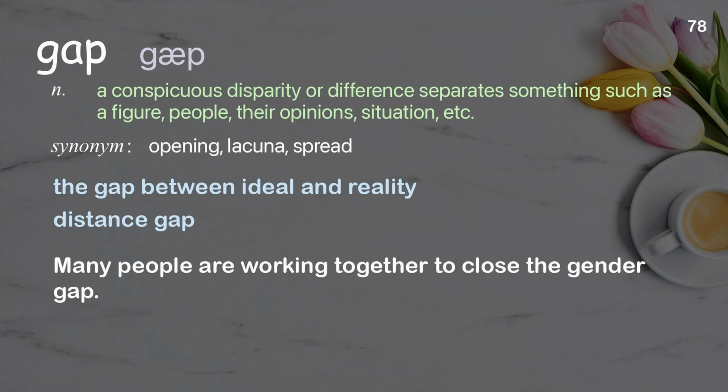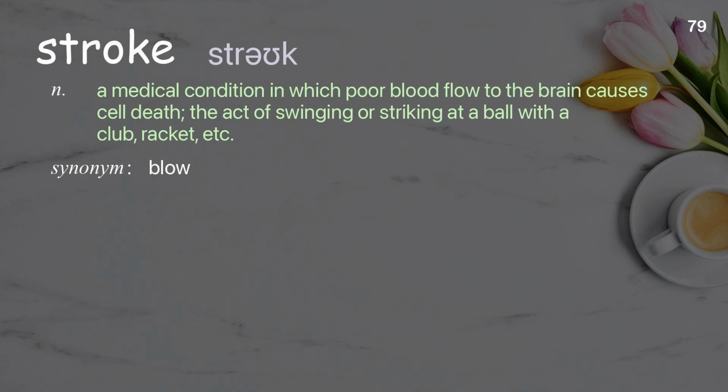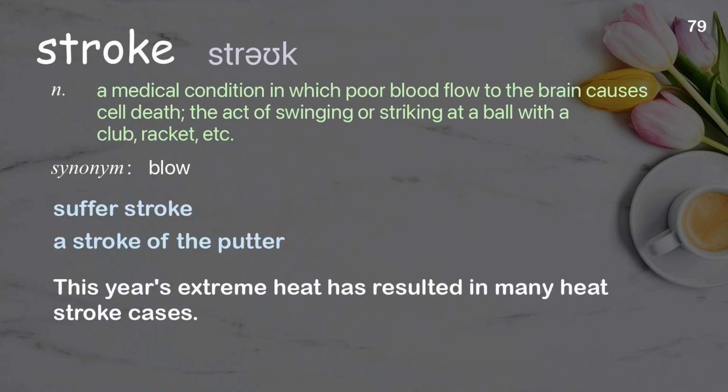Stroke: A medical condition in which poor blood flow to the brain causes cell death, the act of swinging or striking at a ball with a club, racket, etc. Examples: Suffer stroke. A stroke of the putter. This year's extreme heat has resulted in many heat stroke cases.